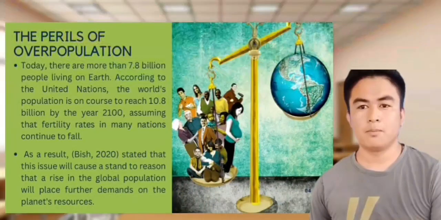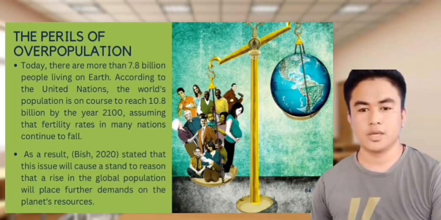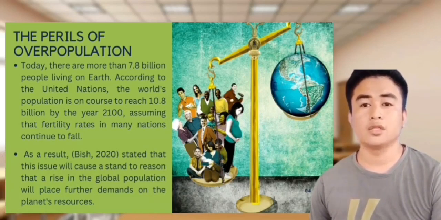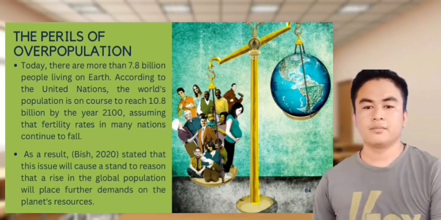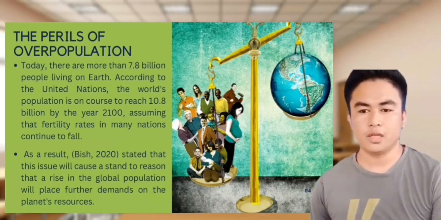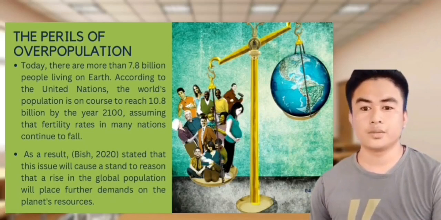The perils of overpopulation. Overpopulation is one of the most pressing issues in the world. It occurs when the human population exceeds the carrying capacity of the ecological environment. Today, there are more than 7.8 billion people living on Earth. According to the United Nations, the world's population is on course to reach about 10.8 billion by the 2100s, assuming that fertility rates in many nations continue to fall. In addition, the world's population continues to grow at a rapid pace, about 80 million per year.